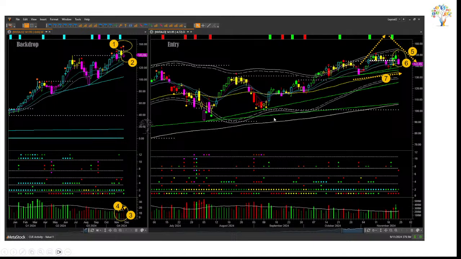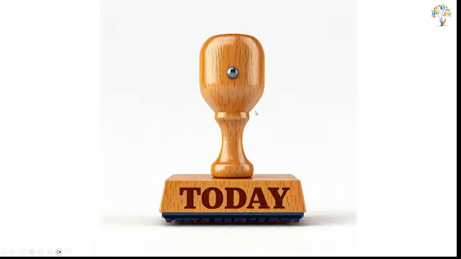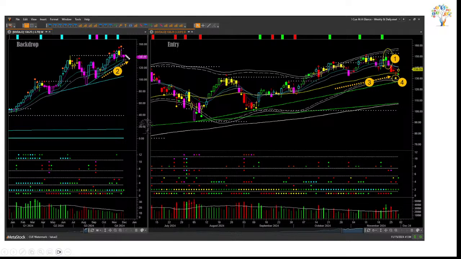Note that QQQ, SPY, DIA all went up, IWM went up, SPY, DIA made new all-time high. But what happened to Nvidia? Nvidia in fact came down. The backdrop color is remaining bearish.